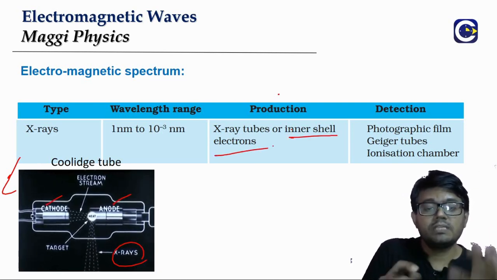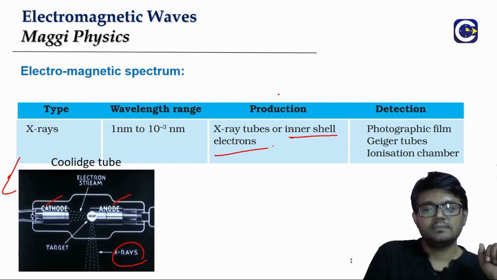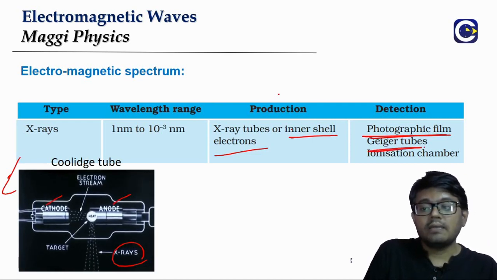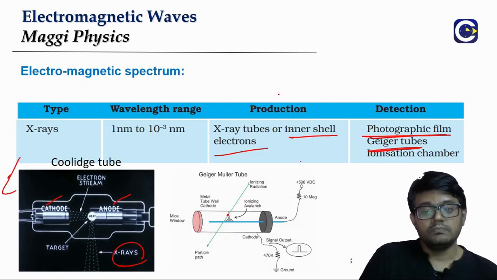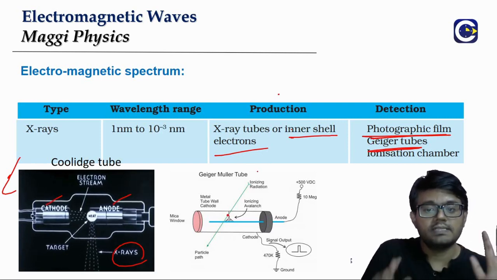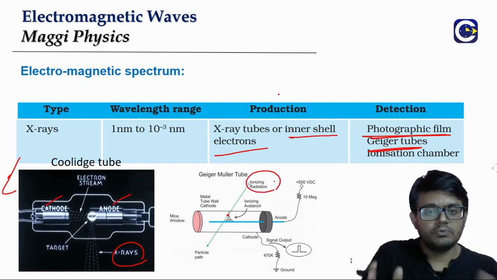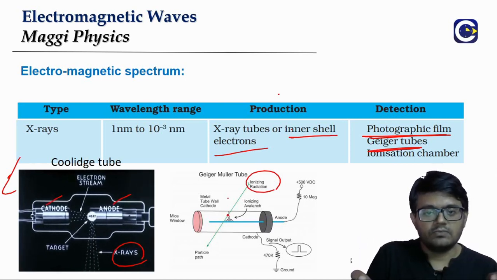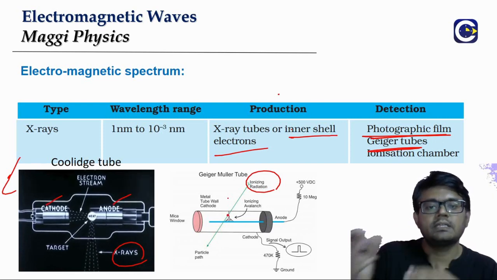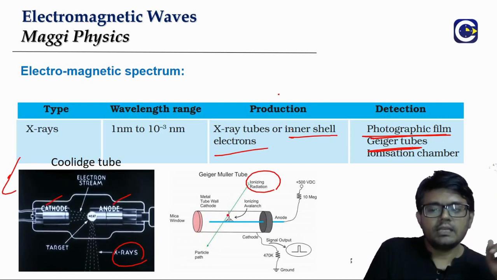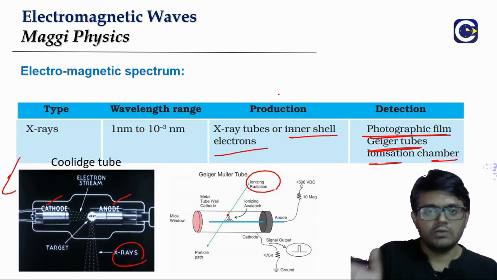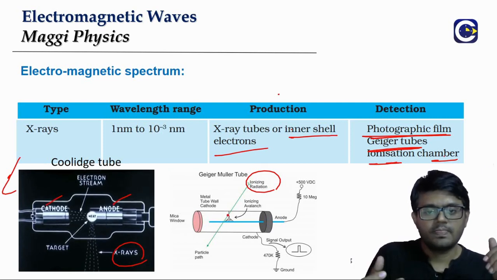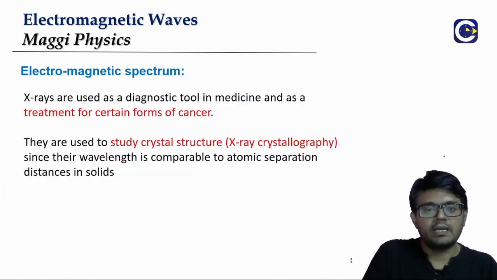We can also produce them from the inner electron transitions. How do we detect them? We can detect them using photographic film. We also have a device called the Geiger Muller tube. What is it? Suppose a particular ionizing radiation is incident on a gas in a tube, what happens? The gas will be getting ionized. Okay? Based on the corresponding relation we can detect the X-rays. Almost the same mechanism applies in the ionization chamber also. So the energy of the radiation is used for ionizing the gas atoms. Okay, this is how we can detect X-rays.